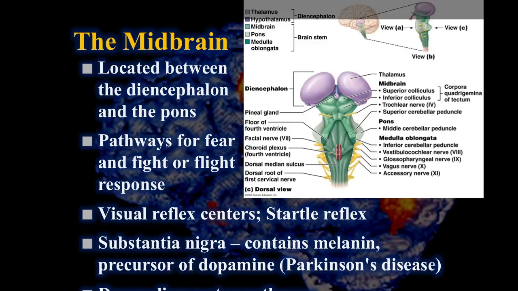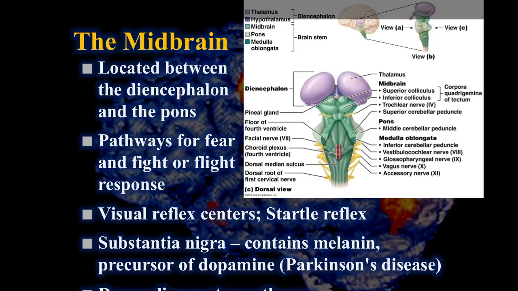Okay, so the midbrain, located between the diencephalon, up here where your thalamus is, and your pons, so it's right there in the middle. He is the location of the pathways for your fear and your fight or flight response. Okay, so it's going to be located here in the midbrain. You also have reflex centers.